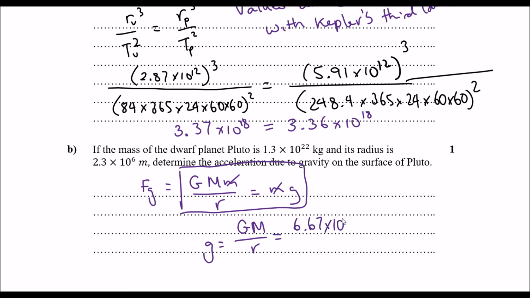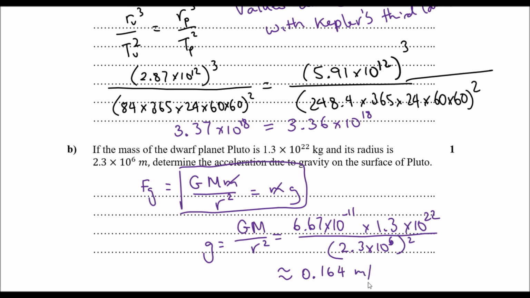So big G is our constant times our mass of Pluto over our radius. Okay, just making sure that it is r squared. It is r squared. So 2.3 times 10 to the power 6 squared. Okay, put that in the calculator. Okay, so the answer that I get rounded to 3 sig figs is 1.164 meters per second squared.